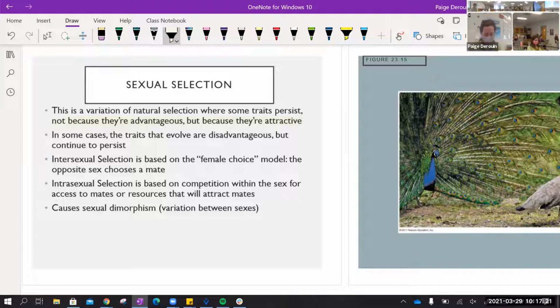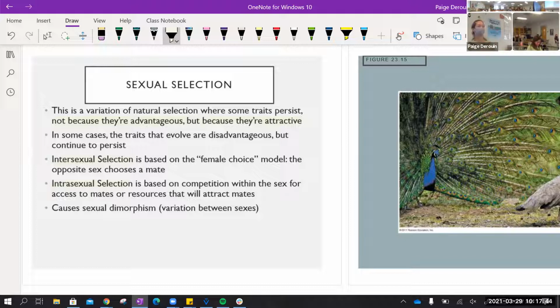Okay, so there's two types. There's intersexual selection. This is the one that's female choice, so this is the one that's more familiar. It's like that trait gets passed on because she chose it. This one, intrasexual, means that within the males, there's some sort of competition for resources that will attract mates. It means within the same sex, there's competition for that.